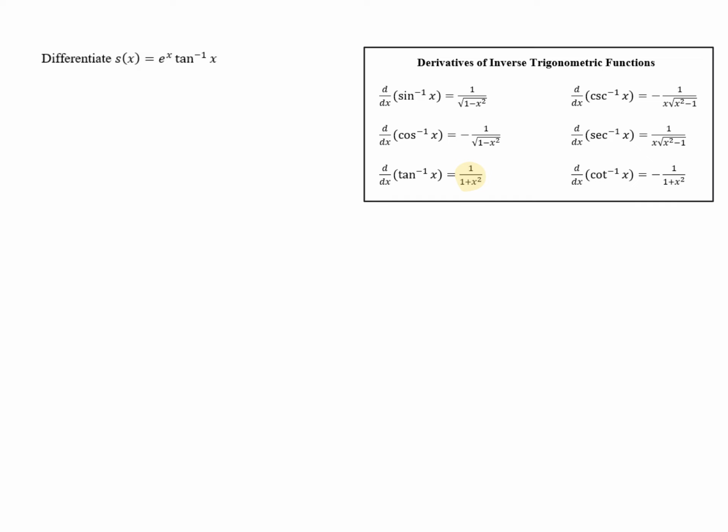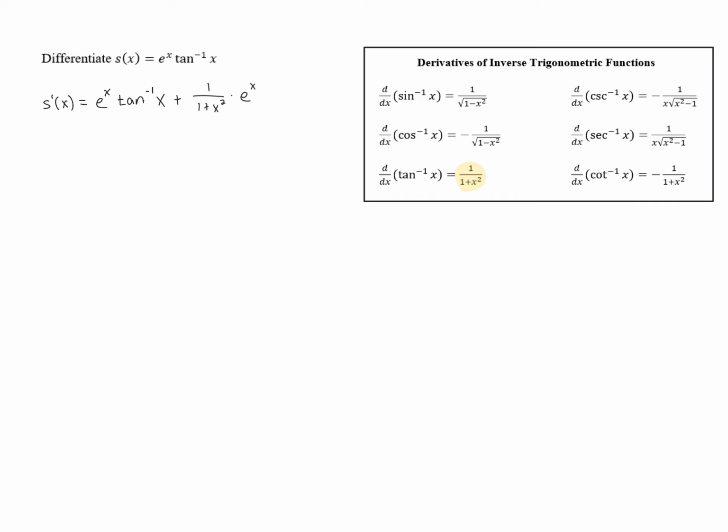We have a product of two functions, so when we differentiate, we're going to need to use the product rule. The product rule says that we take the derivative of the first times the second. Well, the derivative of e to the x is e to the x, so we're going to have e to the x times inverse tangent of x plus the derivative of the second times the first. Well, the derivative of inverse tangent of x is 1 over 1 plus x squared. So that's the derivative of the second, times the first function is just e to the x.